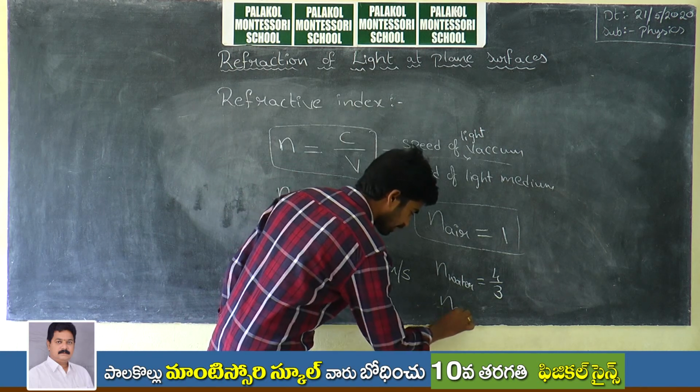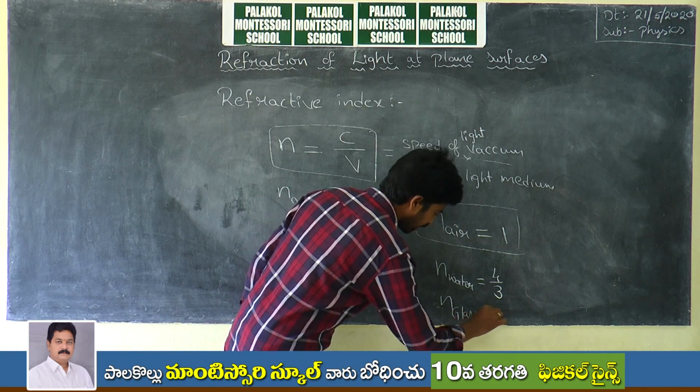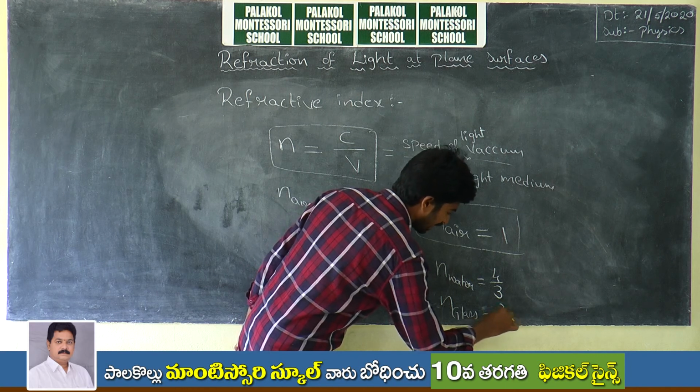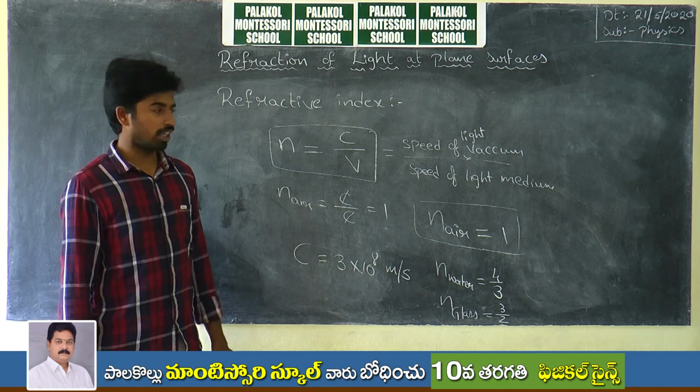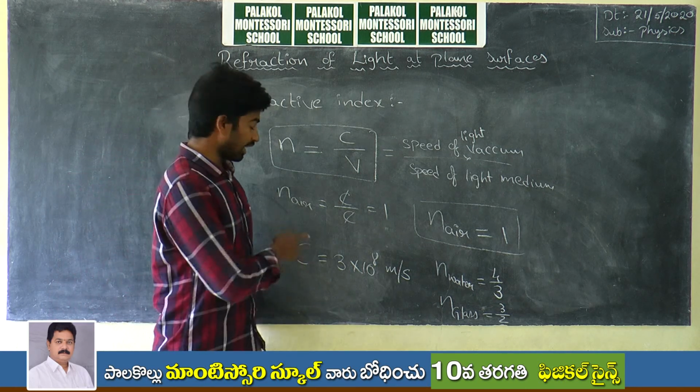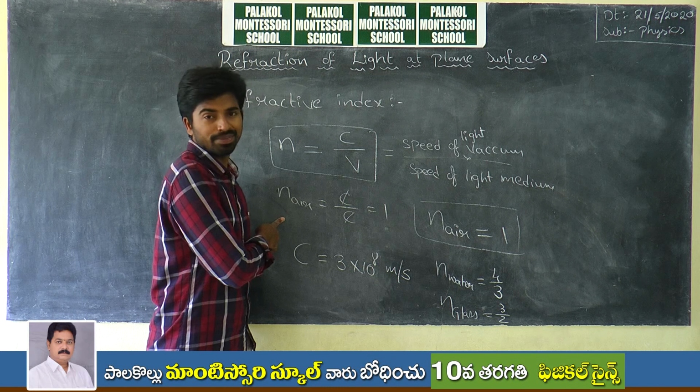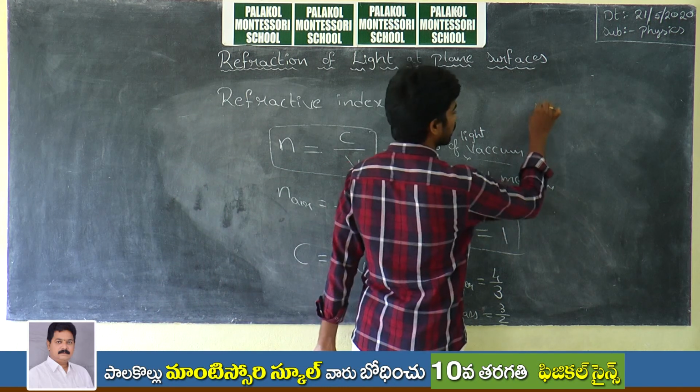And the refractive index of glass is 3 by 2. One important point is that the refractive index of a medium is always greater than 1.